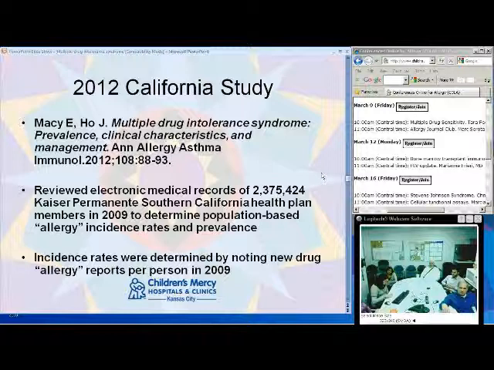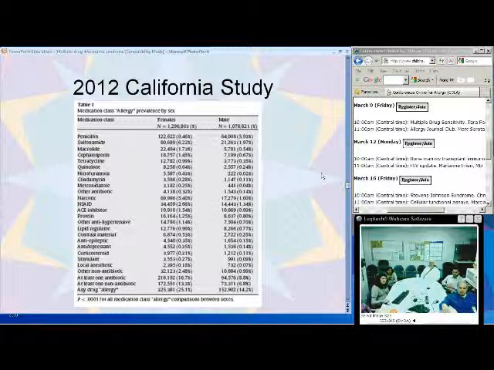On this particular study, the most common allergy, this is just all allergy in general that was found, penicillin was the most common, both for males and females. And then you can see the top six or seven are all antibiotics. And then you get to narcotics and NSAIDs, and then ACE inhibitors. Some of these are going to be in your elderly patients. They did find it statistically significant that females had more allergies than males.